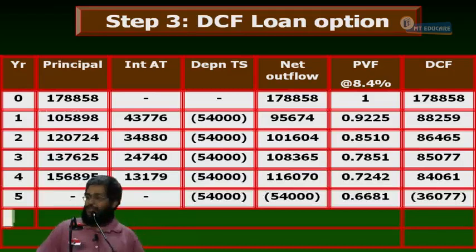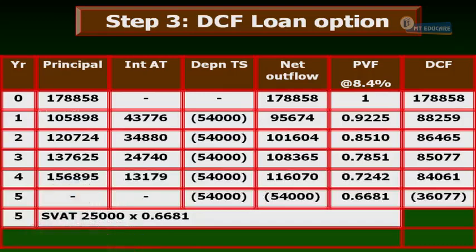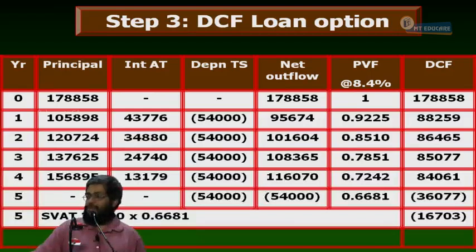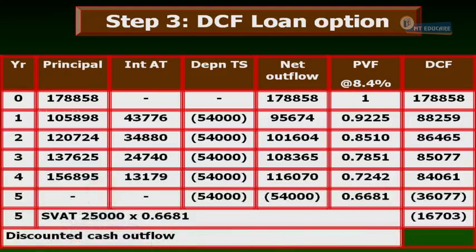Still we have the salvage value. Year 5, salvage value after tax. SVAT means salvage value after tax. 25,000 into 0.6681 is 16,703. Is it an inflow or outflow? Inflow, so reduce it. Discounted cash outflow, net of everything. What is the loan option's discounted cash outflow? 469,940. I hope everybody is following.